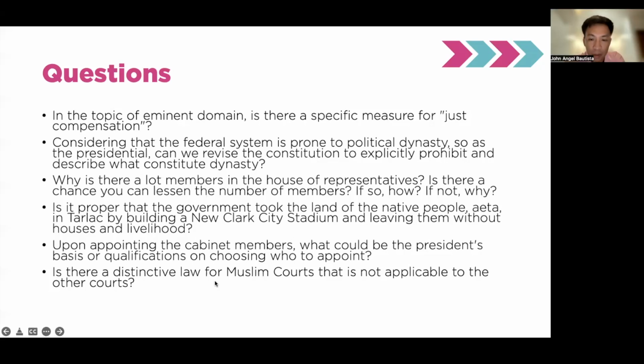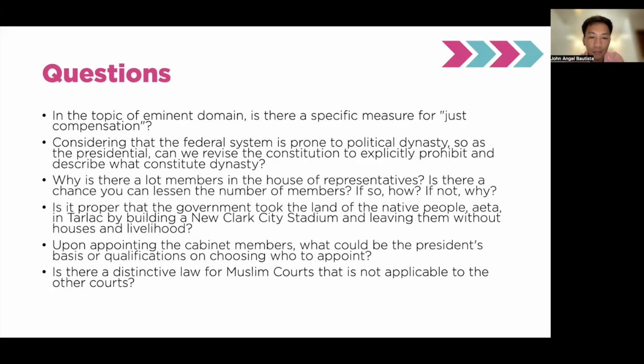Upon appointing the cabinet members, what could be the president's basis or qualifications on choosing who to appoint? There's really no qualification. There's really nothing that prevents a president from appointing anyone for that position.